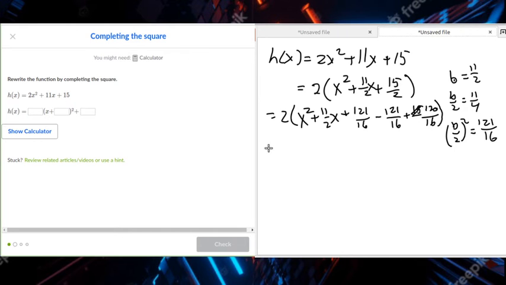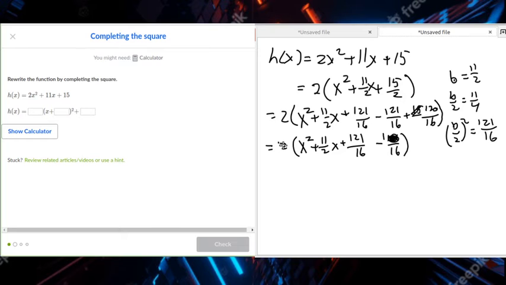Okay, so now we're going to end up with 2 times x squared plus 11 halves x plus 121/16, minus 121/16. That look right? No. Minus 1. Zoned out over there. Okay.